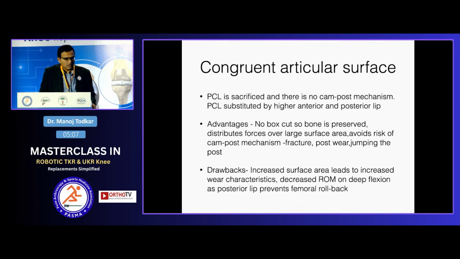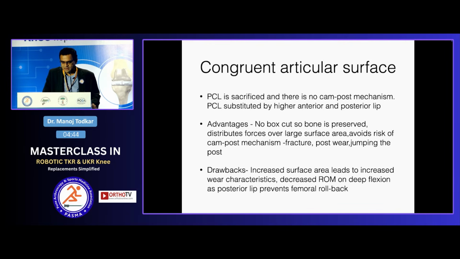Then the congruent articular surface: the PCL is sacrificed and there is no post-cam mechanism. The PCL is substituted by higher anterior and posterior lips. The advantage is there is no box cut, so bone is preserved. It distributes forces over a large surface area and avoids the risk of cam post mechanism fracture. The posterior wear is less and jumping of the post is less.